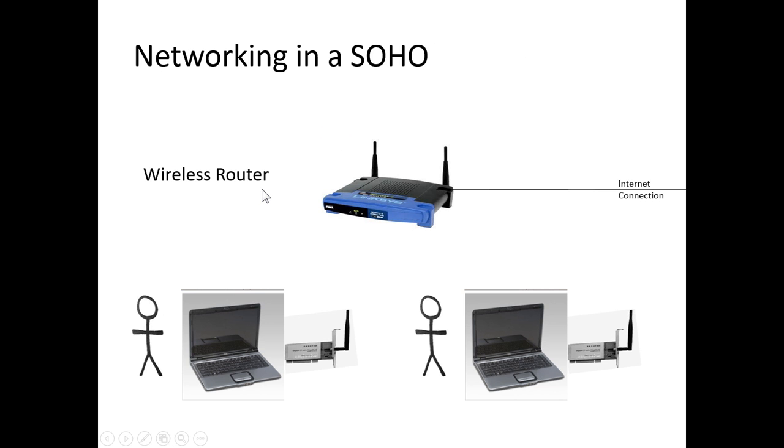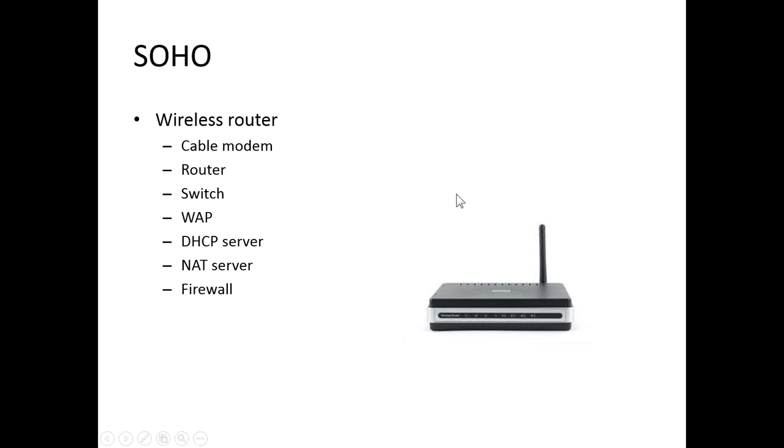A wireless router can perform all of the other functions. A wireless router is a router, it's a wireless access point, it's a switch, and it's a cable modem. A single wireless router functions as a cable modem, as a router, as a switch, as a wireless access point, as a DHCP server, as a NAT server, and as a firewall.